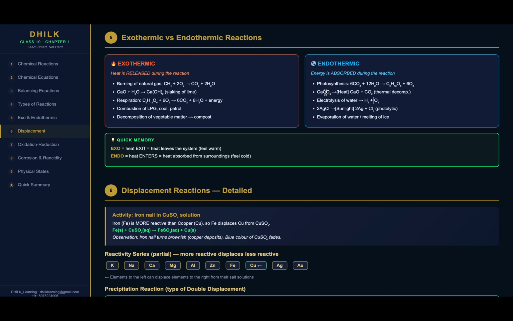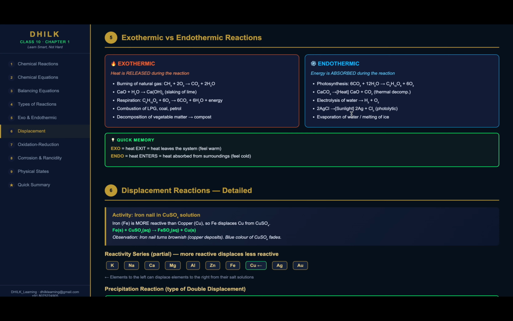It absorbs heat and forms the product CaO and carbon dioxide, which means it is absorbing heat and producing the products. So this is an example of thermal decomposition reaction that we have already learned. Another example is electrolysis of water, where electric current is used for decomposition to form the products H2 plus O2. Then the photolytic decomposition reaction: 2AgCl gives 2Ag plus Cl2.